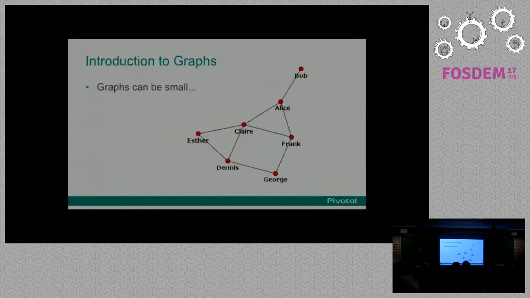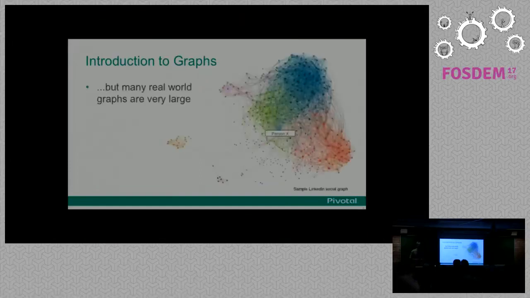So graphs, as you know, represent entities and their relationships. They can help us understand connections. And they can be very small and simple, like this group of friends here. However, most real-world graph problems are actually very large. And we've heard about some of those today in the previous talks, which is very interesting.